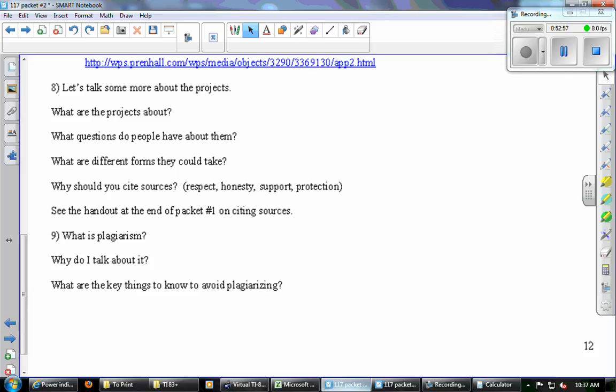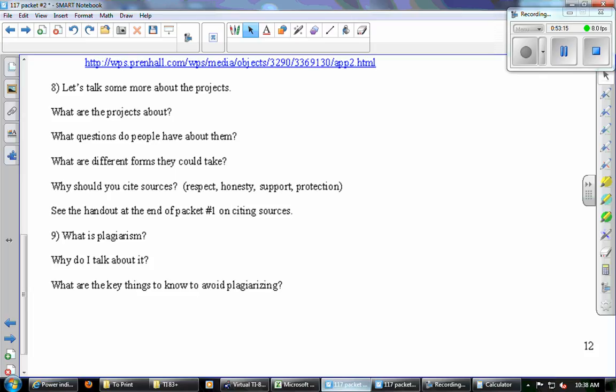Number 1, you want to show respect to the people that did the work that you're citing. You don't want to take credit for somebody else's work, so show them respect. You need to be honest. If you take a quotation from somewhere else and you don't cite it, then you are lying by putting it in your paper and putting your name on it.